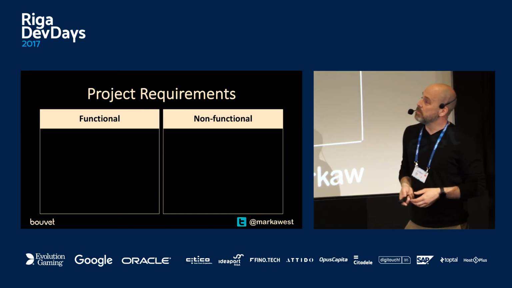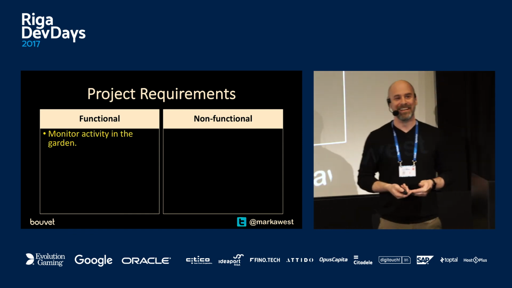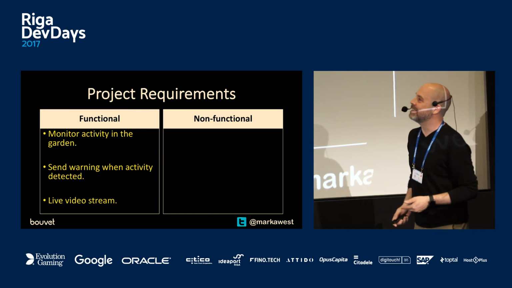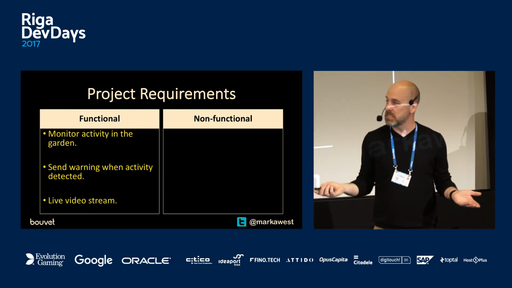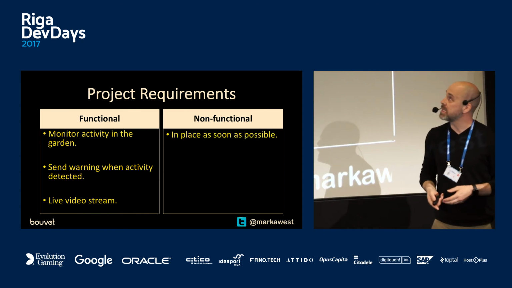So we drew up some requirements. I'm a developer. My wife is actually a project manager, so this was her idea. Basically, we just wanted something to monitor the garden and send us a warning. So, a webcam with a live video stream and some kind of motion detection.